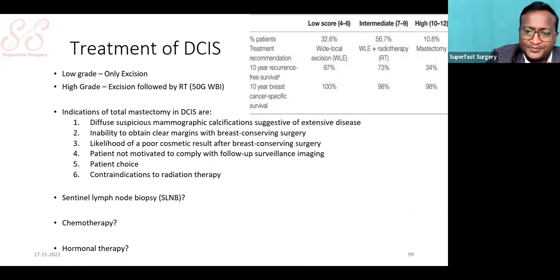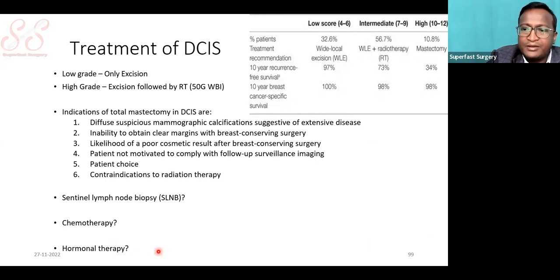Okay. And that is why for chemotherapy there is no role, but we can give hormonal therapy as chemoprevention, okay. But there is no role of chemotherapy in case of DCIS, because there is no invasive component, okay. And the chance of distant metastasis is less than 1%. So no chemotherapy.